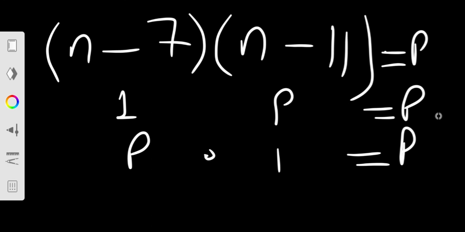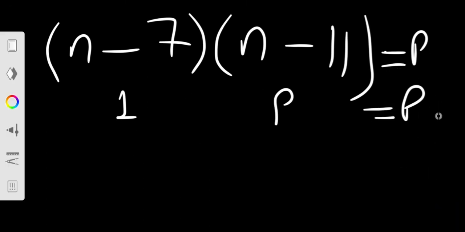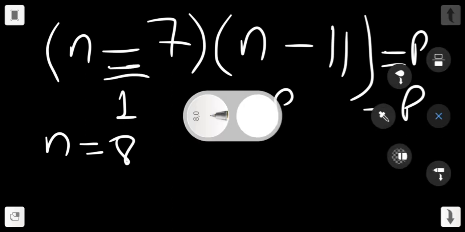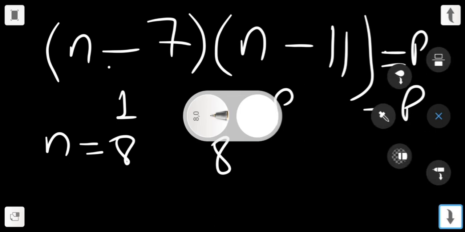So let's use this condition first. Let's see the first condition, if this was 1 and this was p. So n would be equal to 8, right? Because n minus 7 would be equal to 1, so n would be equal to 8. So 8 minus 11 would be a negative number, so this does not apply for us.